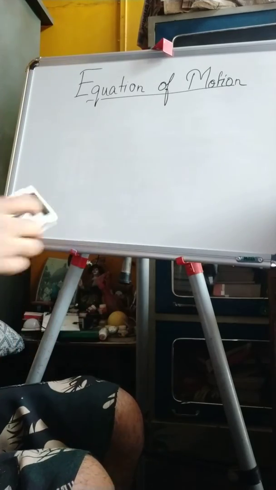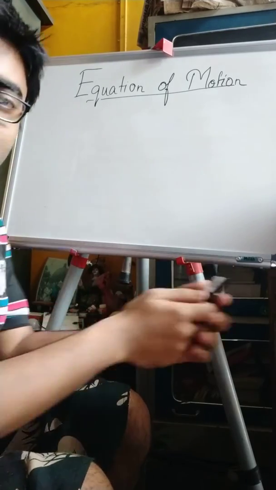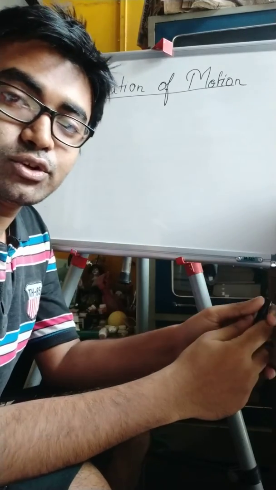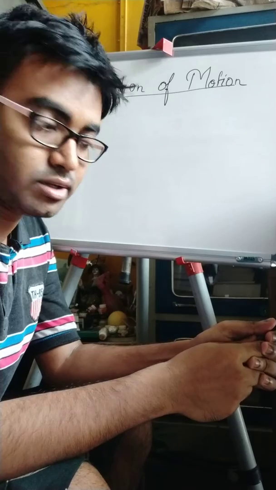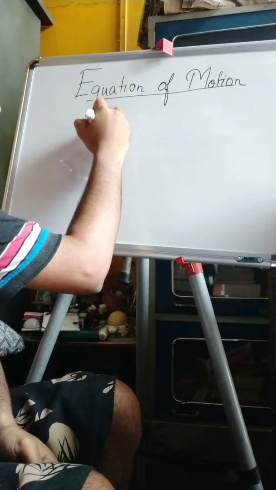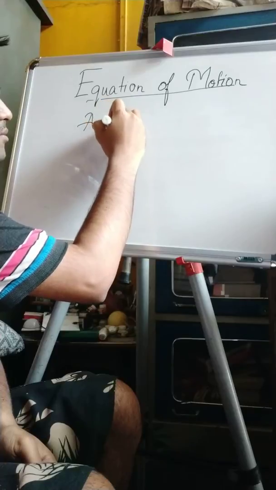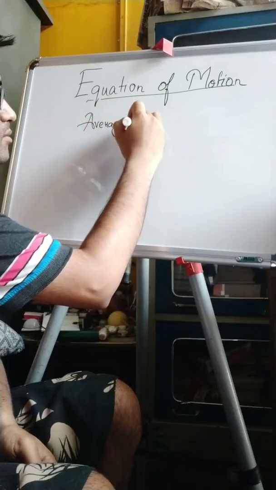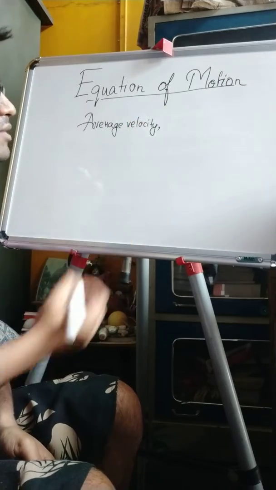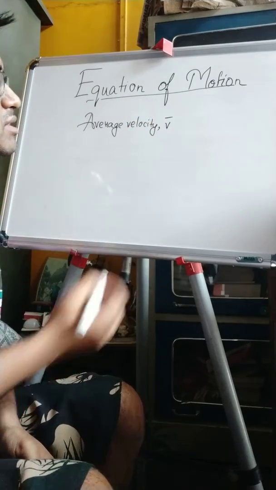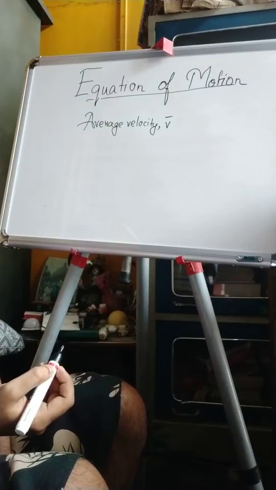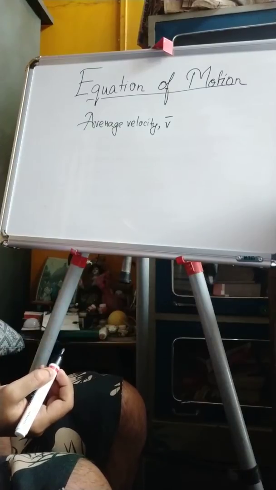Now, before deriving the second equation of motion, we should know a very important formula. It's related to average velocity. Average velocity can be written in this way actually. Okay?